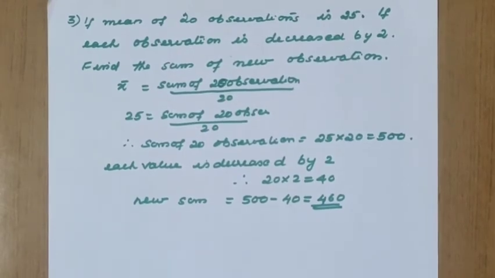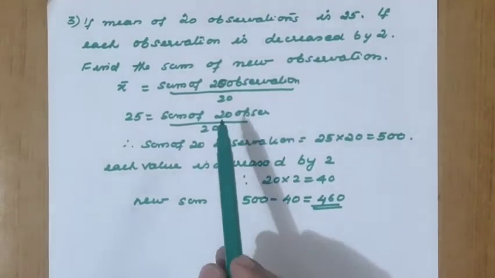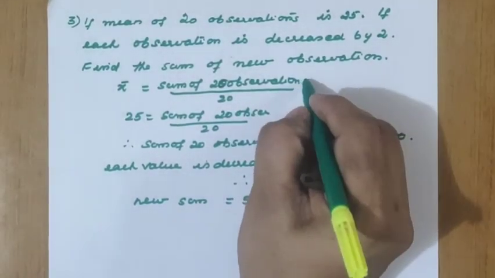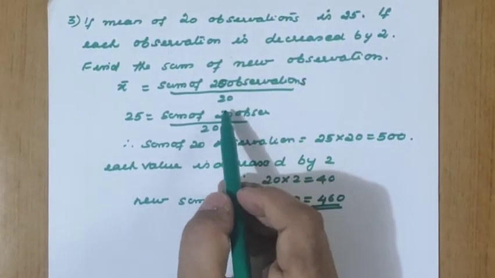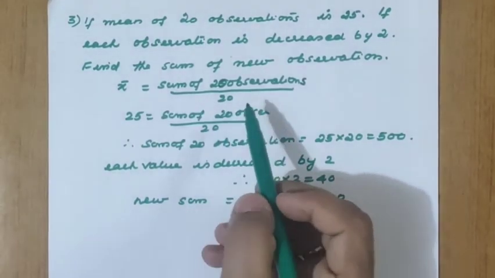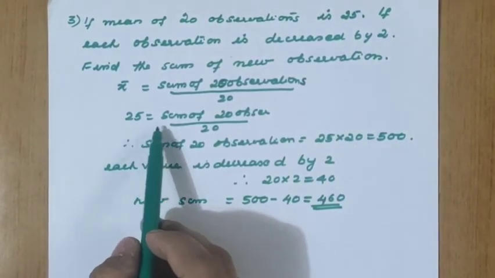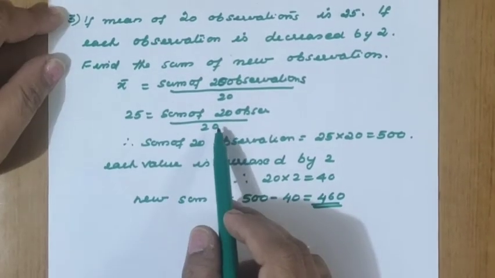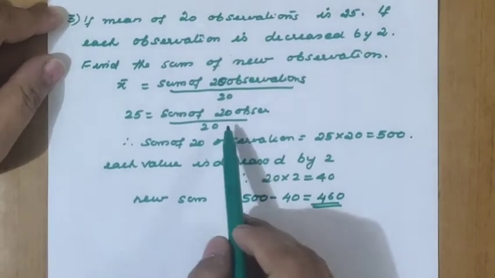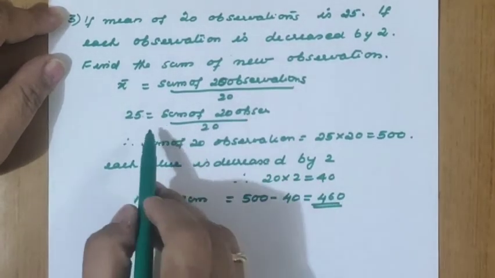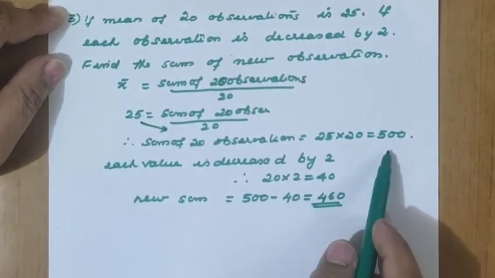If the mean of 20 observations is 25 and each observation is decreased by 2, find the sum of the new observations. X bar equals the usual formula. X bar is the mean only, the sum of 20 observations divided by the total number of observations, which is 20. The mean is given in the question as 25, so 25 equals the sum of observations divided by 20. Therefore the sum of 20 observations is 25 into 20, that is cross multiplication, equal to 500.